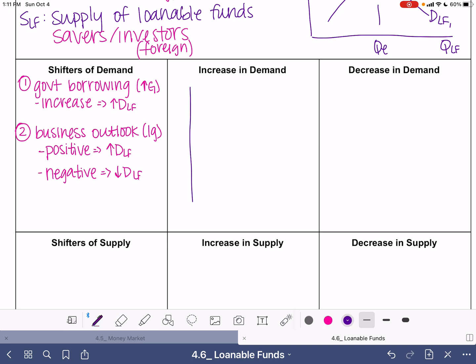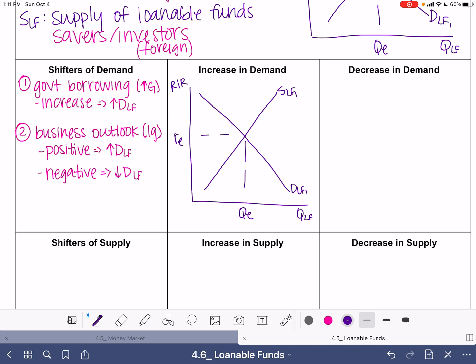So I'll show the changes here. We're going to start at equilibrium in both boxes and then show our change in demand. And make sure you're labeling everything correctly. Some of us are having issues with labels, and labels are points, so please make sure you're labeling things.